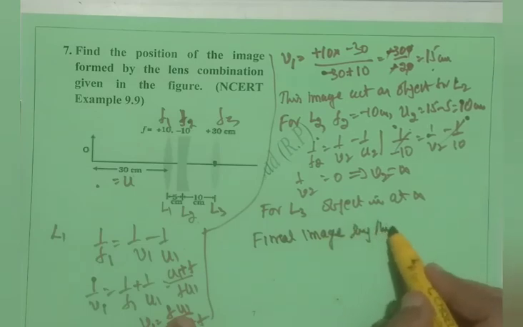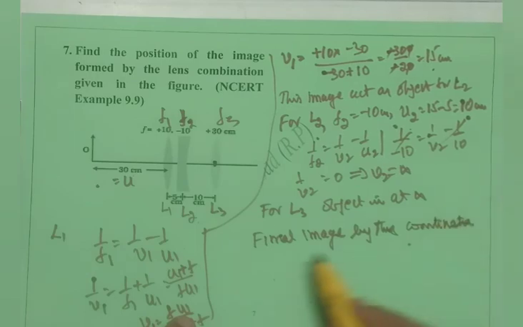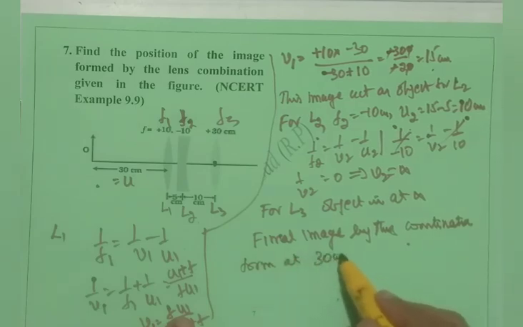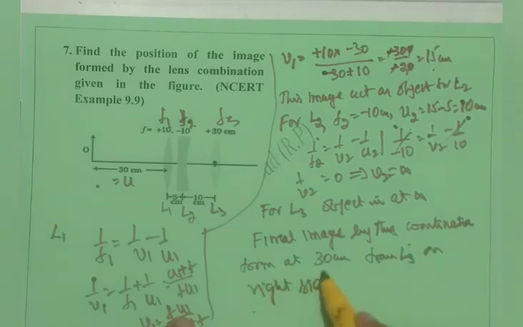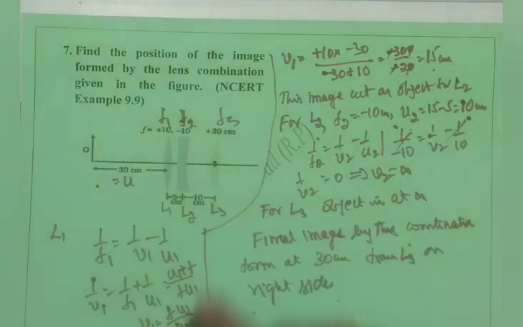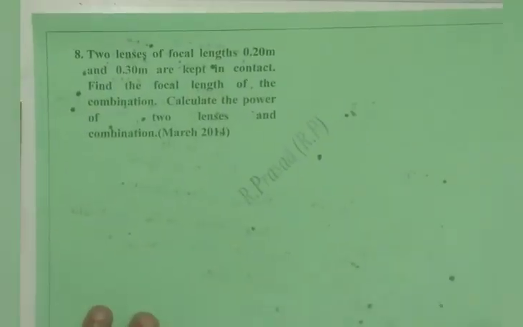by this combination is 30 centimeter from L3 on the right side. And it should be a pointed image because the object seems to be at infinity. Therefore, the final image is at the principal focus of L3. That ends this problem. We go for the last problem in this session.